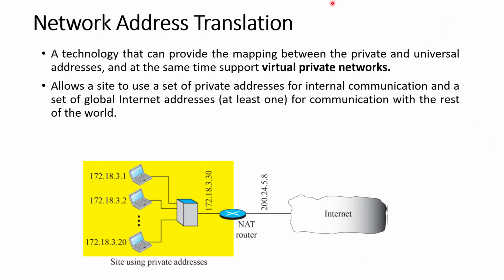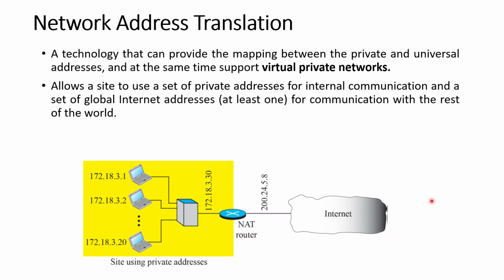NAT can work with VPNs to allow secure remote access to the private network, enabling users to connect safely over the internet. Some of the benefits are: multiple devices can share a single public IP address. Private addresses help protect the internal network from external threats. Changes to the internal network structure can be made without altering the public IP addresses.